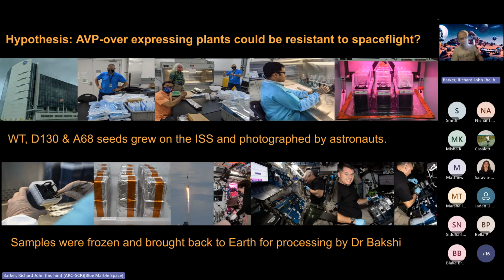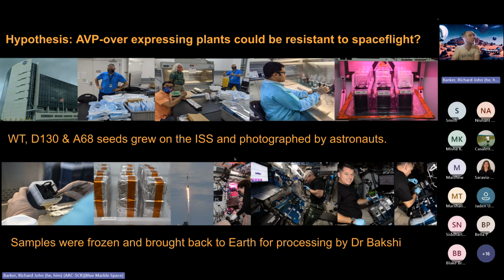Essentially, rather than forming an acidosis stress, what if the plant was able to pump them into its vacuole and thus use that stress to drive cellular enlargement, cell division, and overall growth? And so that was the hypothesis. AVP overexpression should make the plants resistant to the stresses of spaceflight and potentially grow bigger.